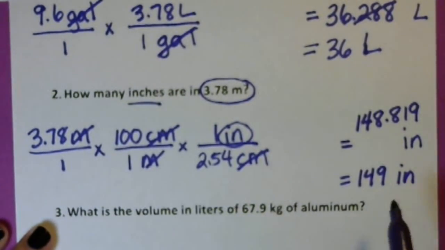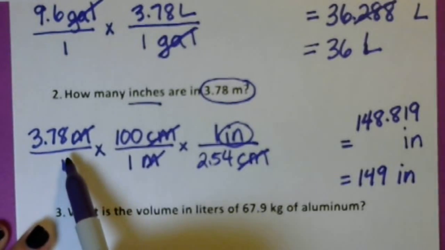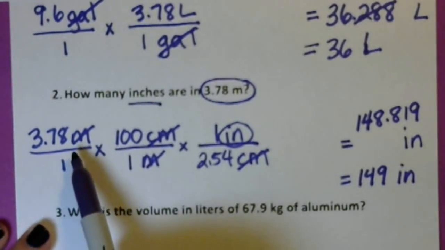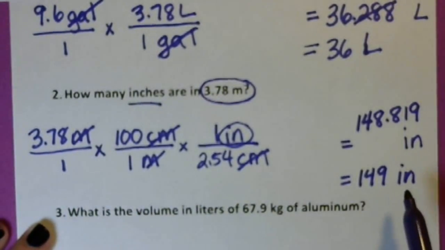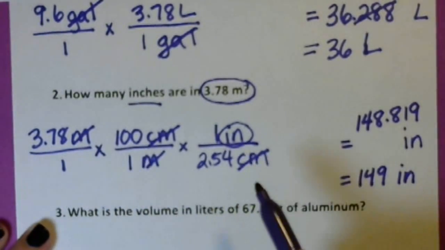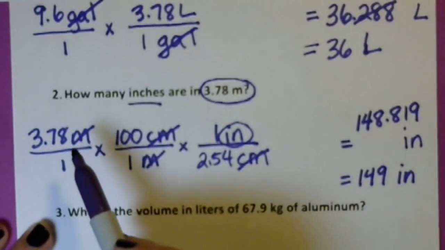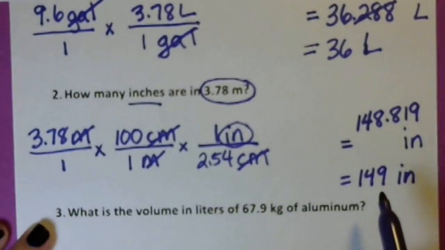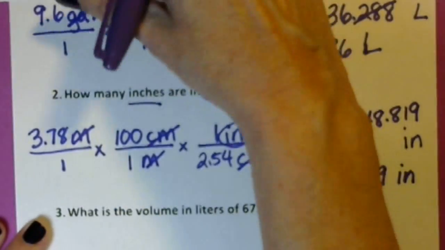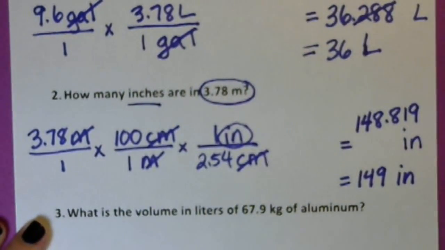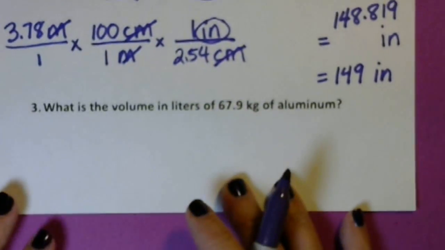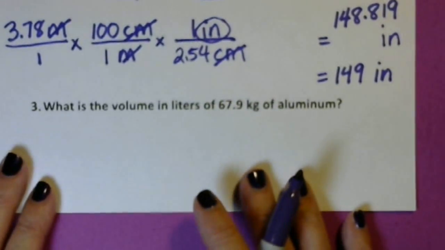Does the number make sense? 3.78 meters. Meters are pretty big, and inches are pretty small. So I probably end up with more inches than I have meters. So yes, I had a bigger answer. So the number does make sense. So great, we did step 6. Now let's go to our final question and solve that one.